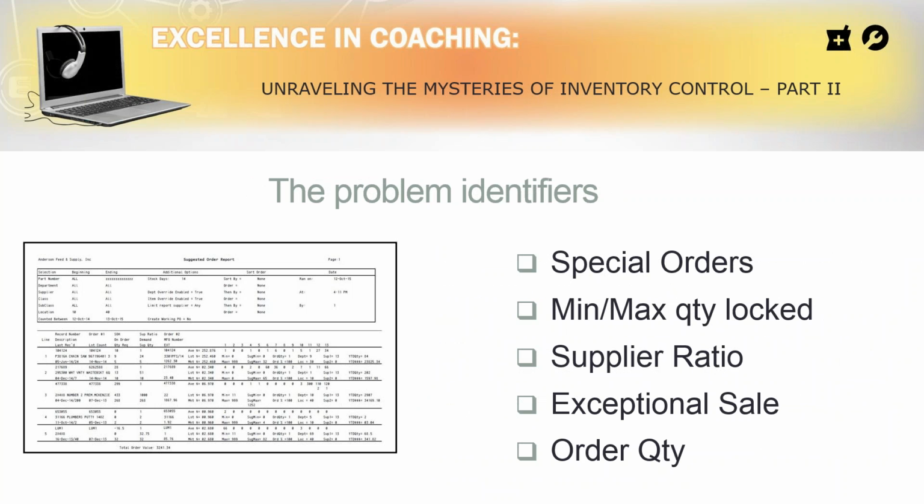The problem identifiers that we're going to talk about a little bit. Okay, we have special orders, min-max quantity locked, supplier ratio, exceptional sale, and order quantity. I'm going to go down and break through these with you guys to know what to look for within that suggested order report. Okay.